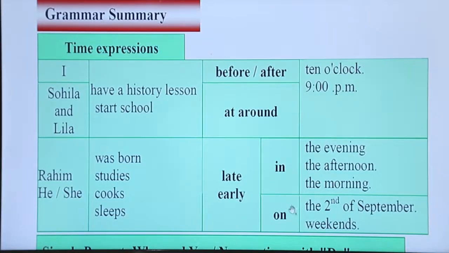For example, if you say the 2nd of September or the 25th of December, you have to use on, not in.